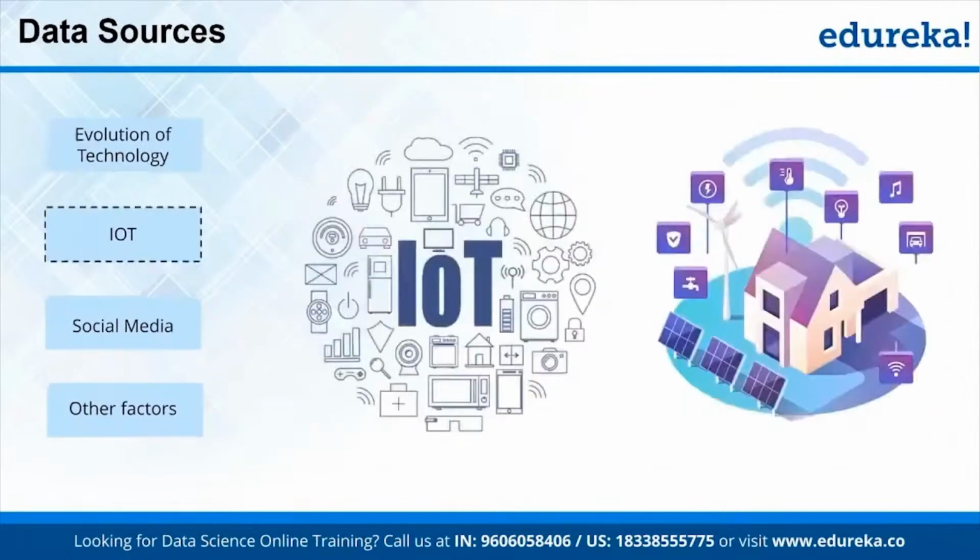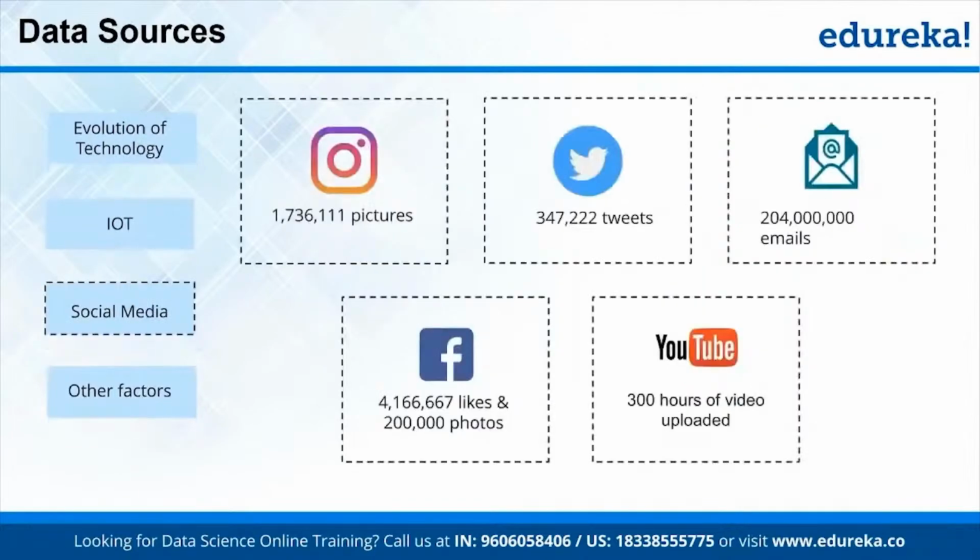Next, we have IoT. IoT is nothing but Internet of Things, as in we will be connecting all the devices which we have in our houses to the internet and consuming the data. Sensors will be there in each and every device, and that device will continuously be generating the data. Then we do have social media platforms. Again, a huge amount of data is coming from social media platforms as well.